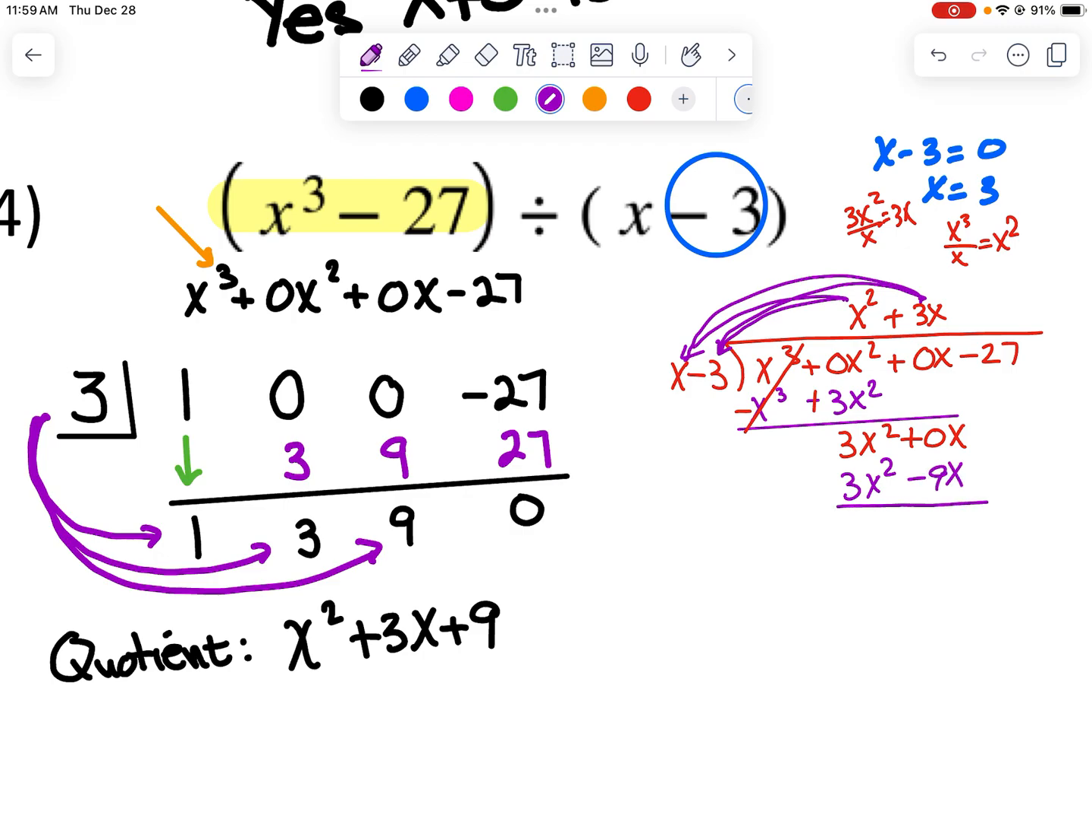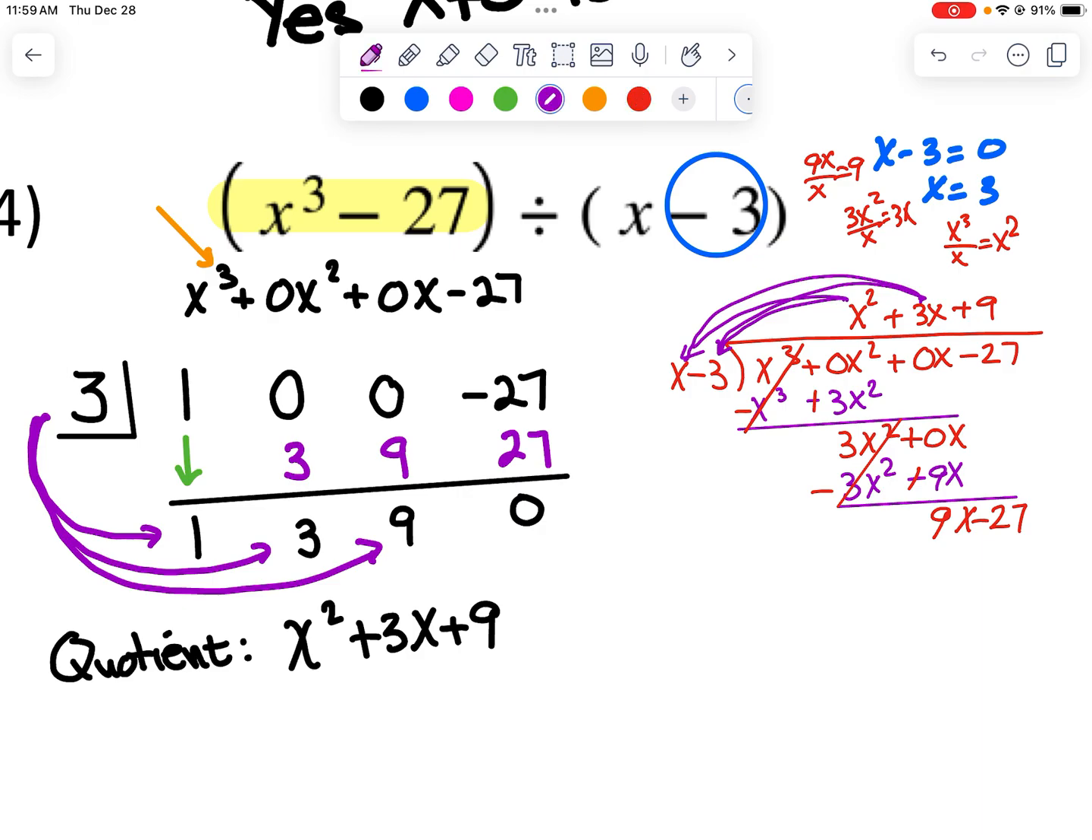So we put our equals bar, and then we subtracted. 3x squared minus 3x squared cancels. 0 minus an already negative 9x gives you a positive 9x minus 27. And then we started again. So we said 9x divided by x is 9. So we put plus 9 here.